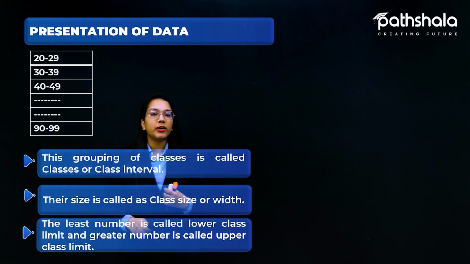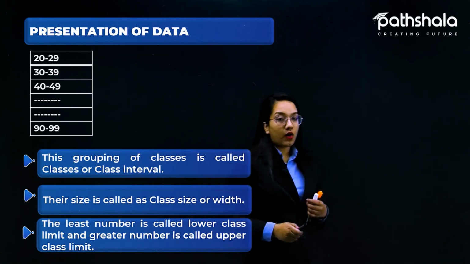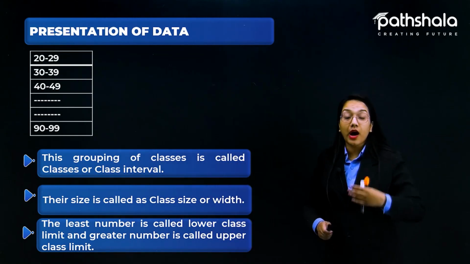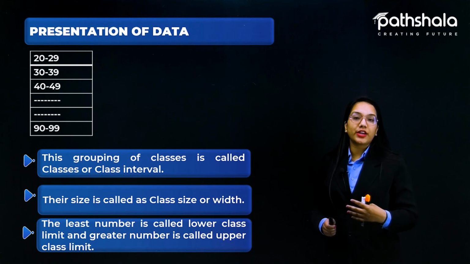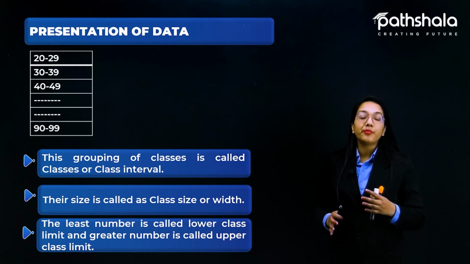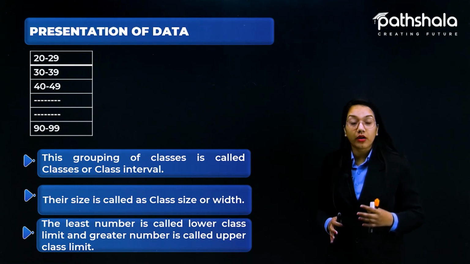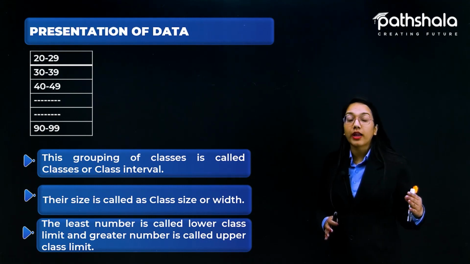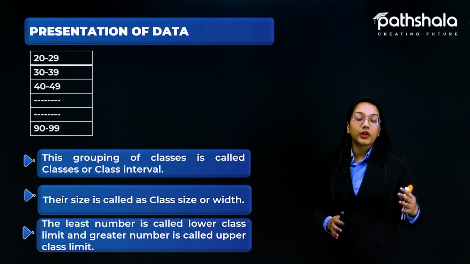Now let's form a table related to it. Let us suppose we are representing this data in the form of a tally mark table. We are already aware of how we can represent any particular data using tally marks.